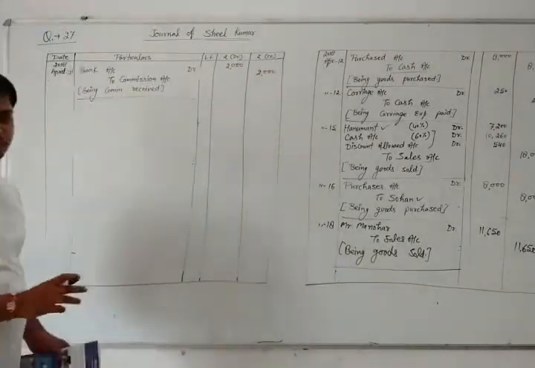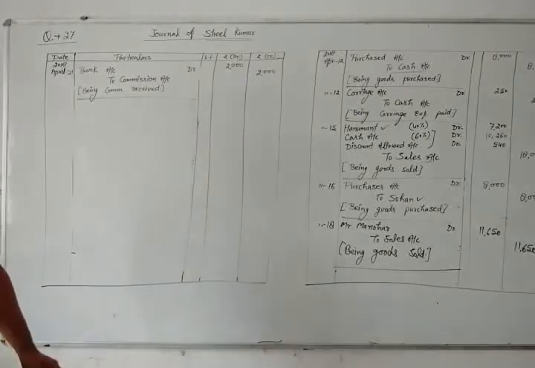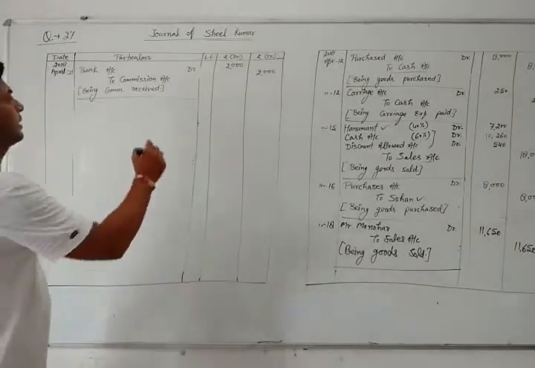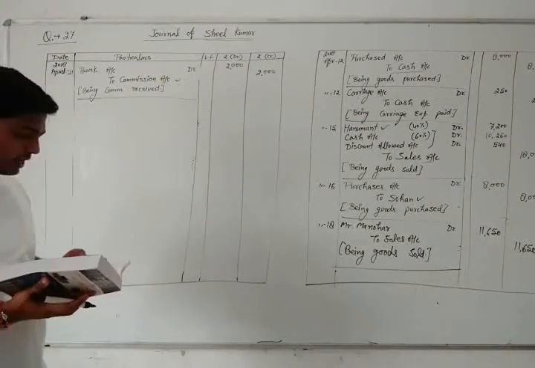If the transaction would have been commission paid, the entry would have been just the reverse: commission account debit to bank account, because in that case commission would be an expense and here it is an income. Incomes are credited, that's why commission is credited.